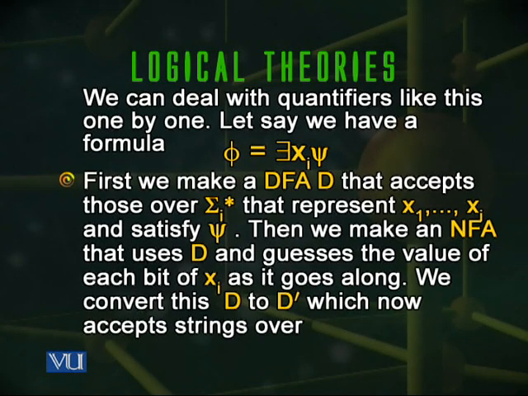And now D will accept strings over sigma I minus 1 star. So using this standard trick, we can also capture quantified formulas. However, I've only told you how to capture quantified formulas when the leading quantifier is there exists. We also have to deal with one more quantifier, which is for all. So how do we deal with the quantified formula if the leading quantifier is for all?